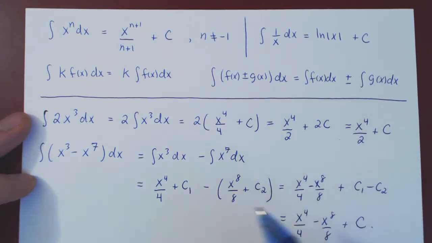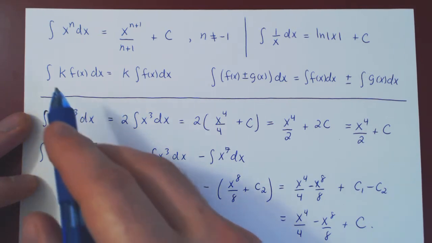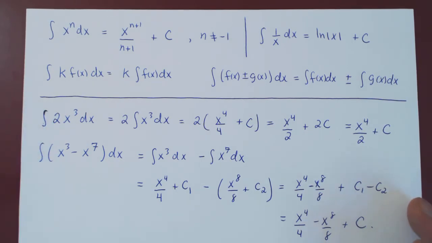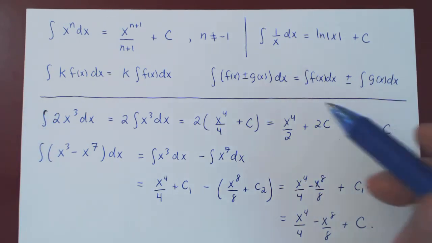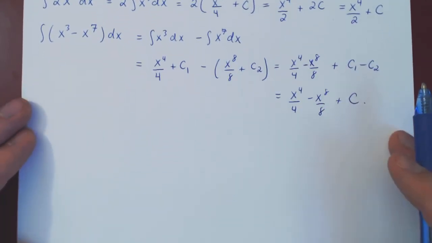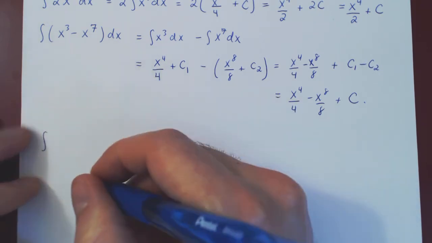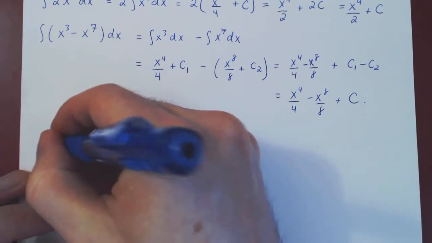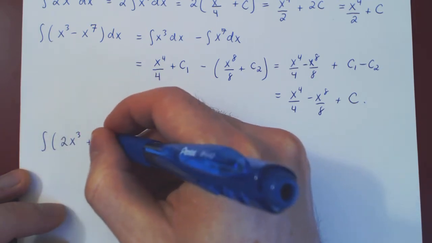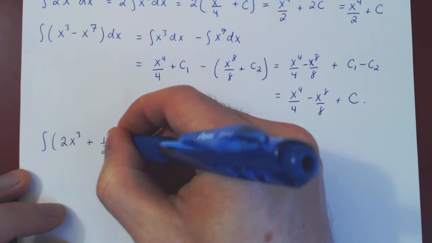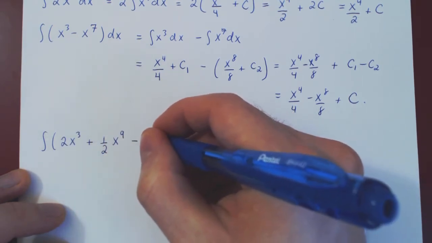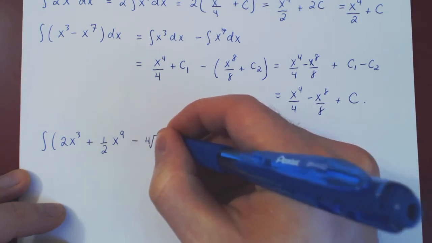Now let's do one problem where we will simultaneously have to apply this property and this one and the power rule. We'll do it first a long way, and then I'll show you how, once you understand how to apply these rules, we can do it much more efficiently. So suppose we start with the integral of, and we'll go with just 3 terms here. Let's go with 2x cubed plus 1/2 x to the 9 minus, let's go with the 4th root of x dx.